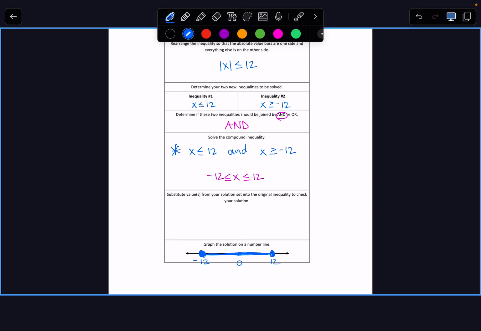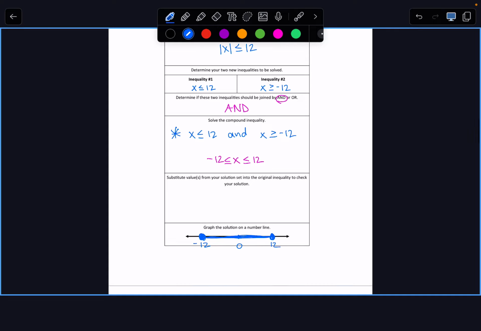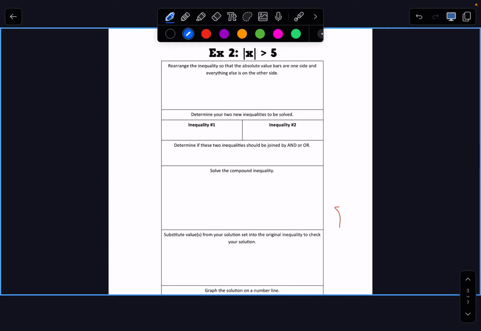Shouldn't that be kind of considered or? No, because the arrows are pointing in opposite directions. They are not. Well, correct, but we can write it like when I write it with x on the right side, now our inequalities look like that. Okay, anytime our absolute value is less than or equal to a number or less than a number, we're going to have and. Okay, all right, let's look at example 2.